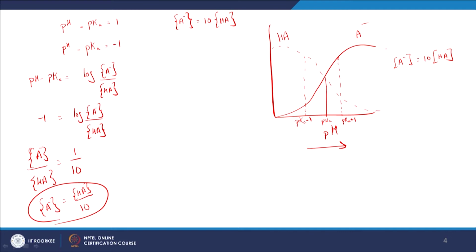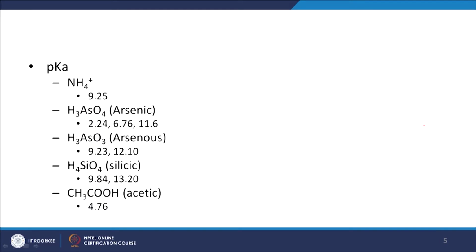And in the other case, at pKa minus 1, let us say, we see that A minus is going to be HA by 10. So, more or less the effective region with respect to accepting the proton or donating the proton is pKa plus or minus 1. So, that is another take home message for us, right. So, now I believe I have some practical examples. Let us look at them and try to understand those particular aspects in relation to what we see in nature.